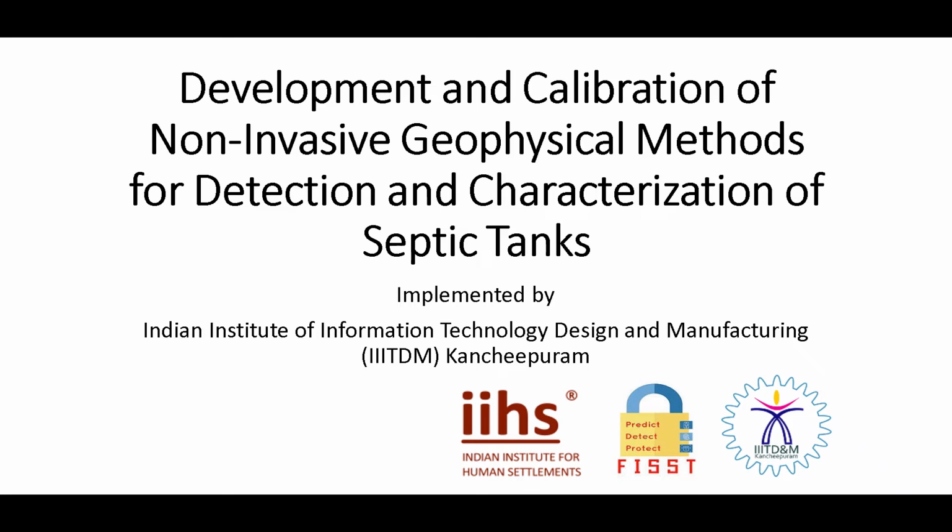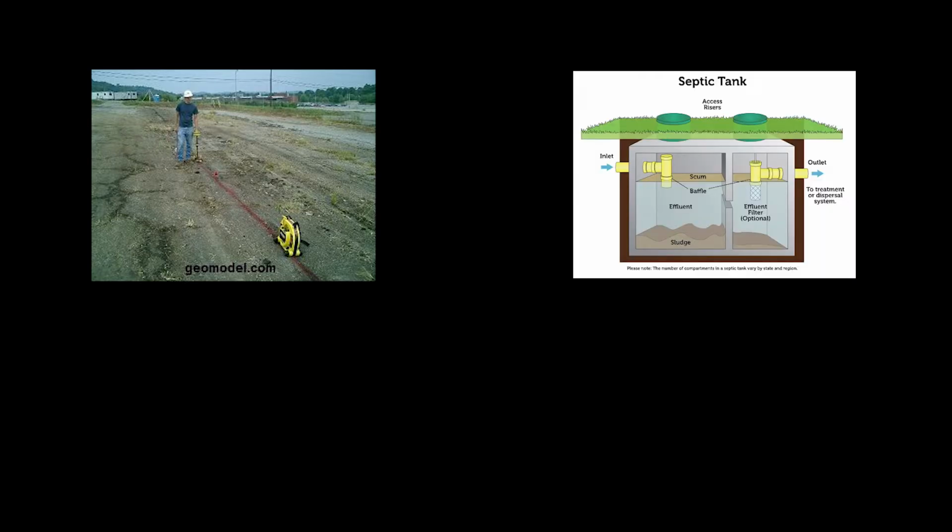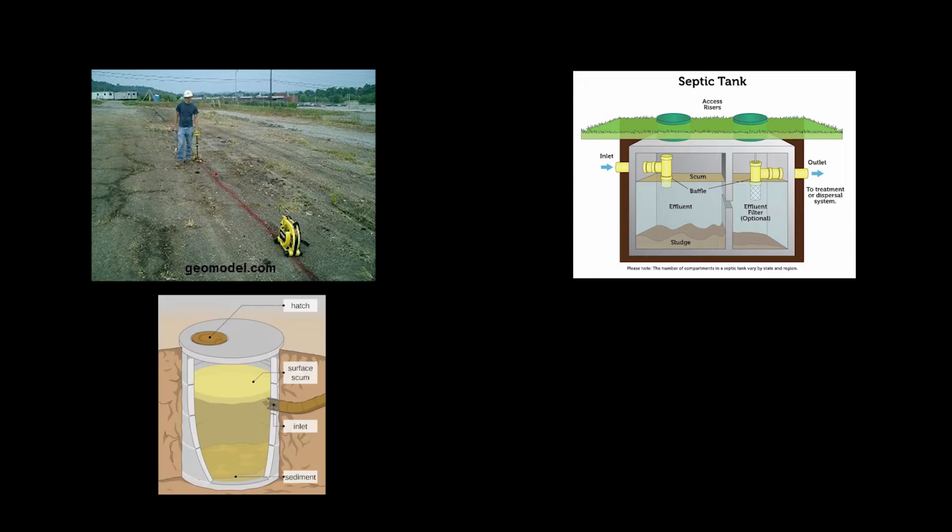Welcome to the demonstration of design, development and calibration of non-invasive geophysical methods for detection and characterization of septic tanks. This project has 4 objectives. 1. Detection of septic tank. 2. Estimate the size of the septic tank. 3. Measure the fill level. Indicate in terms of full tank, 3/4 of tank, half tank and 1/4 of tank.